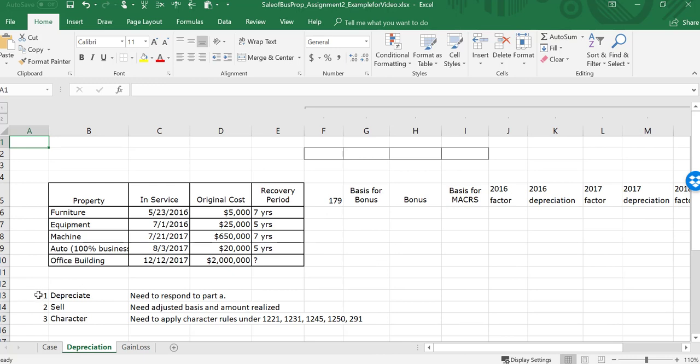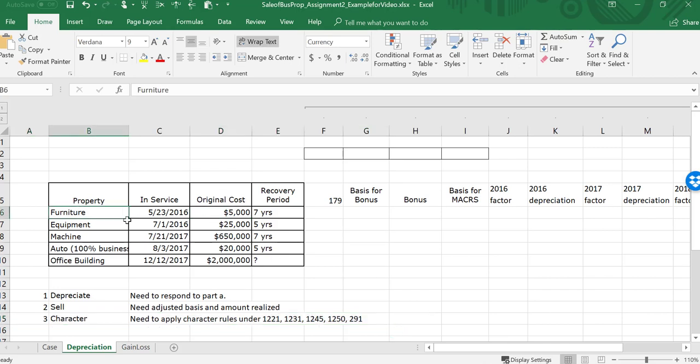So what are the steps I'm going to follow? First, I'm going to depreciate the assets. Then I'm going to sell them, right, for which I need adjusted basis and amount realized. And then lastly, I'm going to apply those character rules that we've learned under capital gains, ordinary gains, 1231, and then depreciation recapture under 1245, 1250, and 291.